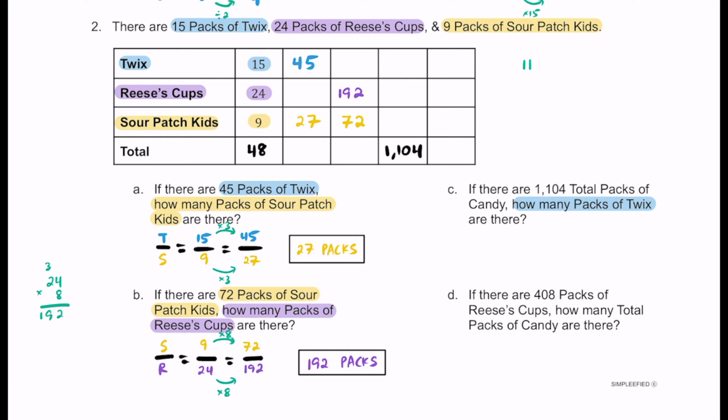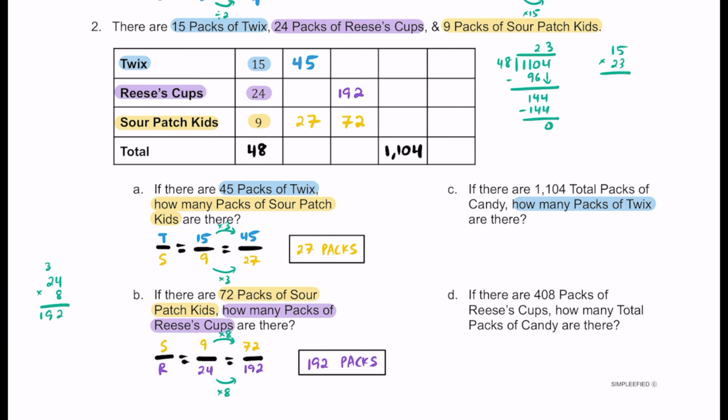So 1,104 divided by 48 goes in twice here. That's 96. And I think that's going to be a remainder of 14. And bring down this 4. 48 times 3 I know is 144. And then if you subtract, we get a remainder of 0. Okay, so we just found out from 48 to this 1,104, it's 23 times more total packs of candy. So if we're looking for Twix here, let's take 15 and multiply it by 23 to figure out that total amount of Twix.